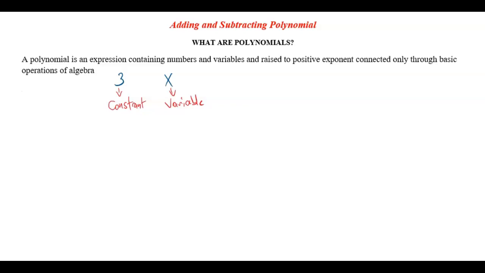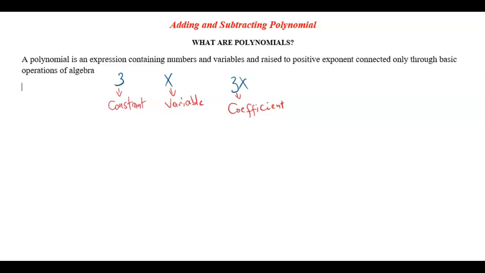Now, if I put the 3 and the x together, like 3x, this 3 is no longer a constant. It is called a coefficient. This is the coefficient of x. Every time you have a number attached to a letter, the number is the coefficient of the variable.